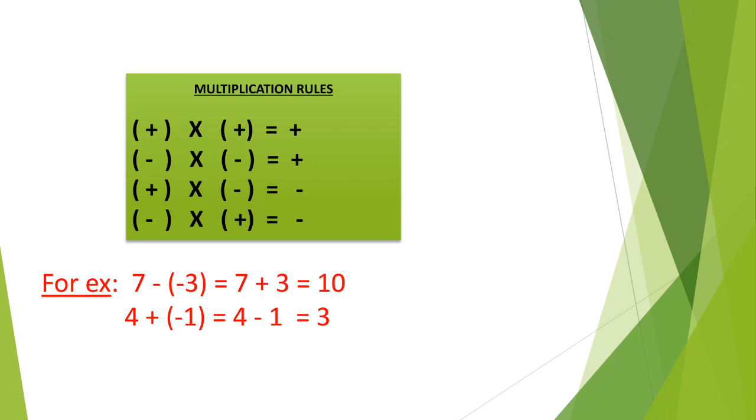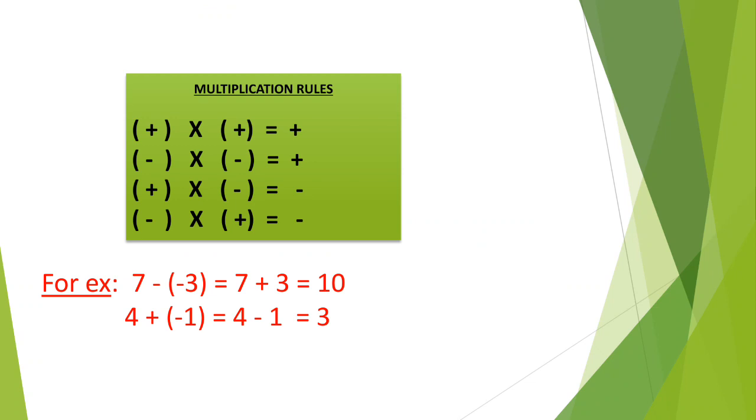Look at your example, 7 minus of minus 3. This bracket represents multiply. You want to read bracket as 'of'. 7 minus of minus 3. Here write 7 minus of minus, that is minus into minus. What is your rule? Minus into minus is plus. So 7 plus 3, you will get 10.